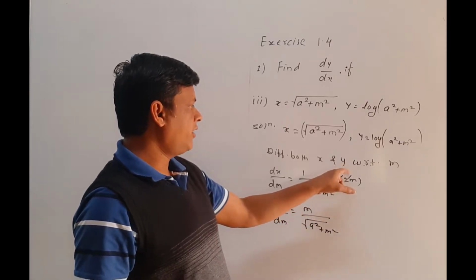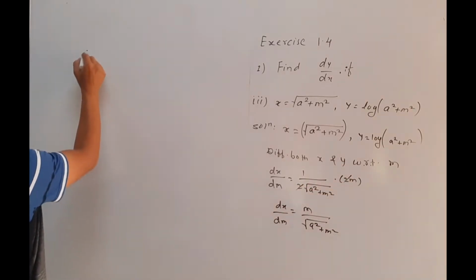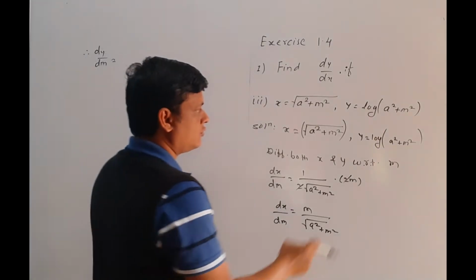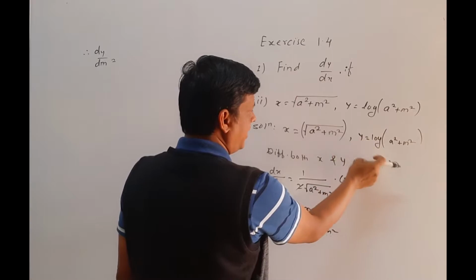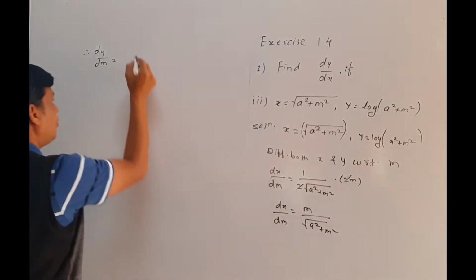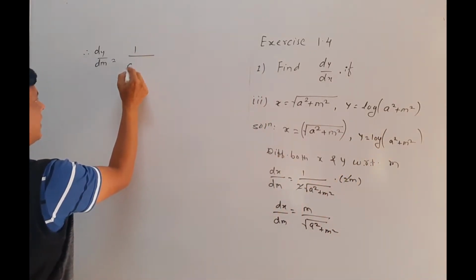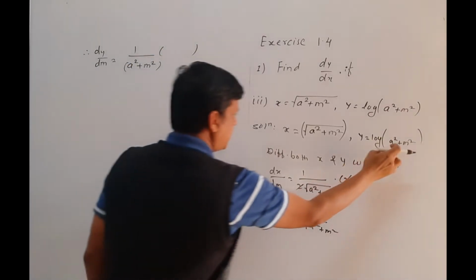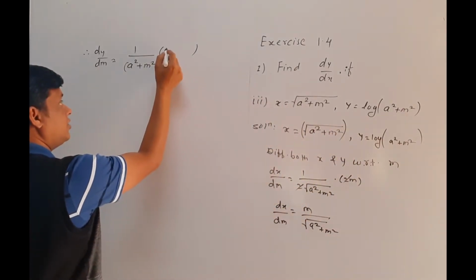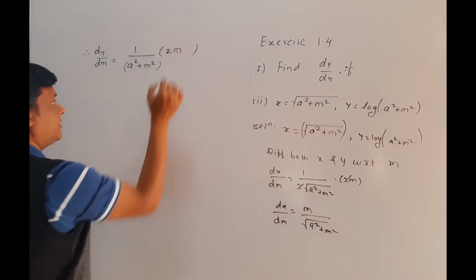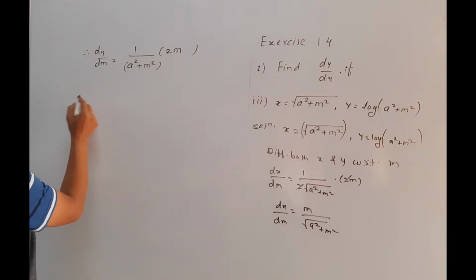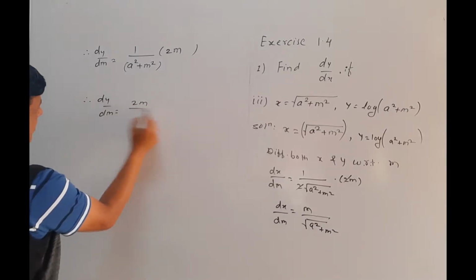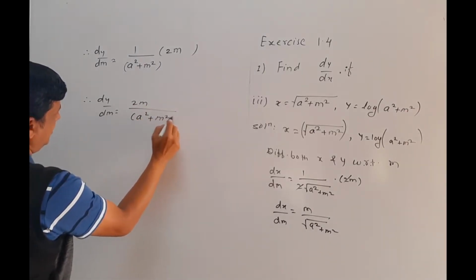Now we find the derivative of y with respect to m. Therefore dy by dm is equal to, the derivative of log, 1 upon a square plus m square into the derivative of this a square plus m square. Again the derivative of a is 0, the derivative of m square is twice m. So we write here dy by dm is equal to twice m upon a square plus m square.